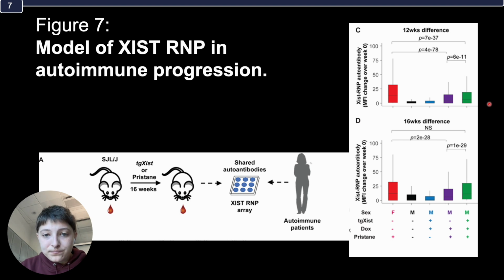And at 12 weeks, there is a significant difference. The test group does not live up to the female positive control, but at 16 weeks, there is no difference between the females and the test group, which might indicate that this Xist expression does influence autoimmunity, but it might have a delayed sort of response. So it might take longer for these male mice to develop these autoantibodies, but they are still more similar to the females than the other groups, at least at 16 weeks.